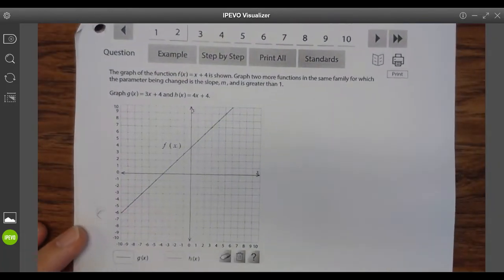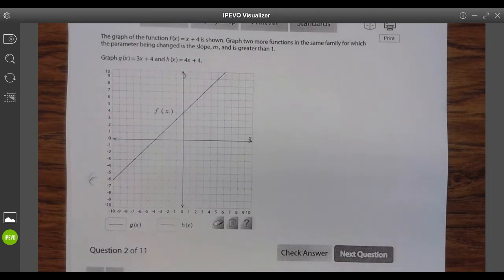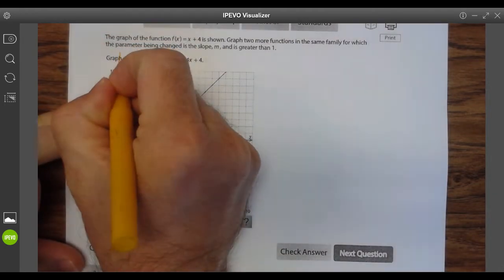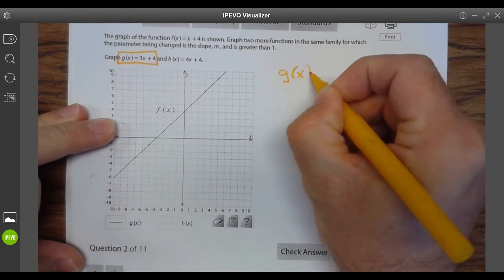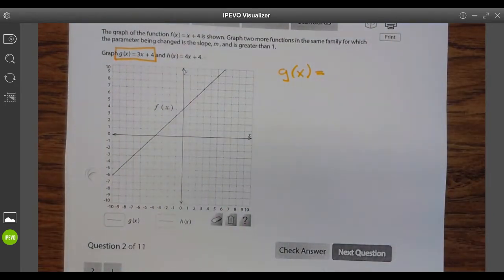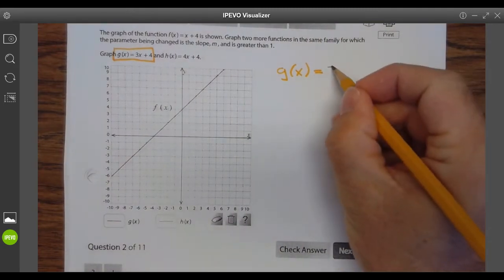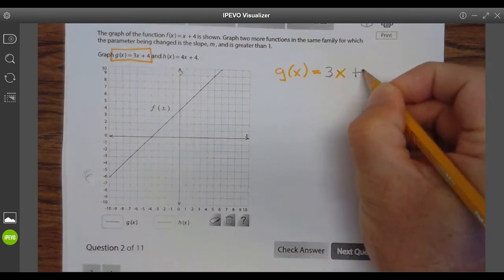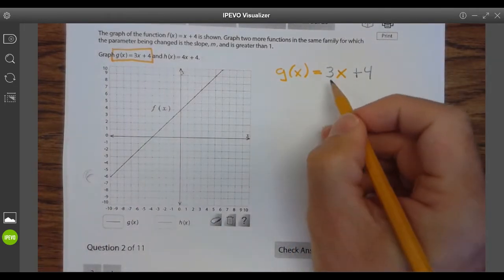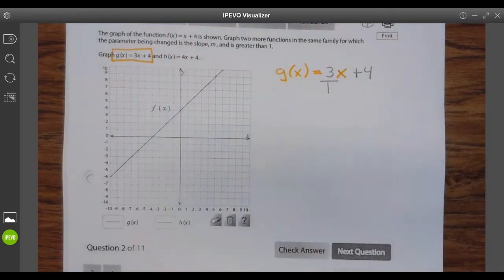All right, example 2. The graph of the function f of x equals x plus 4 is shown. Graph two more functions in the same family for which the parameter being changed is the slope m and m is greater than 1. So let's graph g of x in yellow. So that's g of x equals 3 times x plus 4. And remember, the number in front of x is slope, and slope is always a fraction, so we're going to divide that by 1.